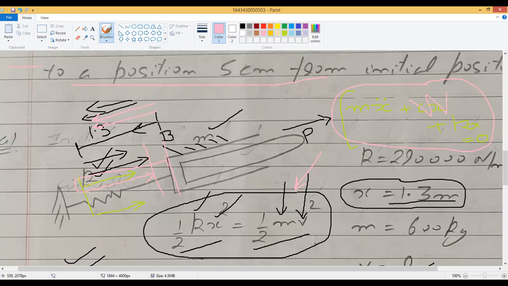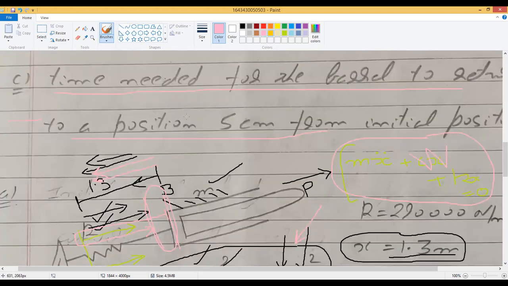And obviously, as the inward stroke is in motion, the length of the spring will go on increasing, and at one point of time, the compression of the spring is going to be only 5 centimeter. So we are supposed to find the time needed for the barrel to return to a position 5 centimeter from the initial position.